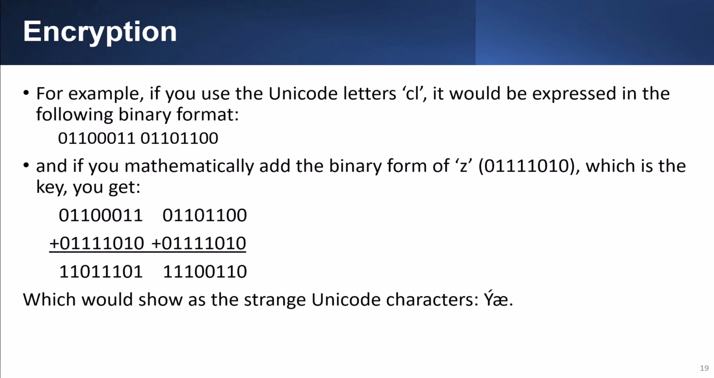For example, if you use the Unicode letter C, it will be expressed in the following binary format as shown on the screen. And if you mathematically add the binary form of Z, which is the key, you would get what's also shown on the screen, which will show as a strange Unicode character. Based on the type of encryption, you can use the same key to decrypt the data or use a second key to decrypt the data.